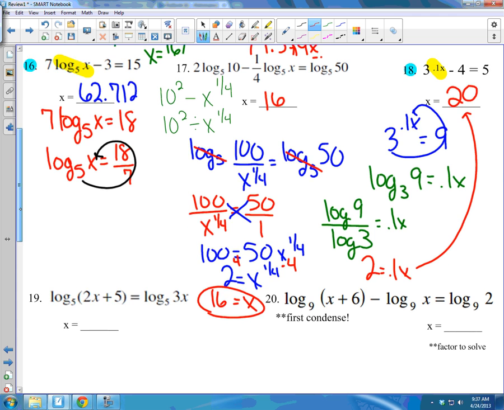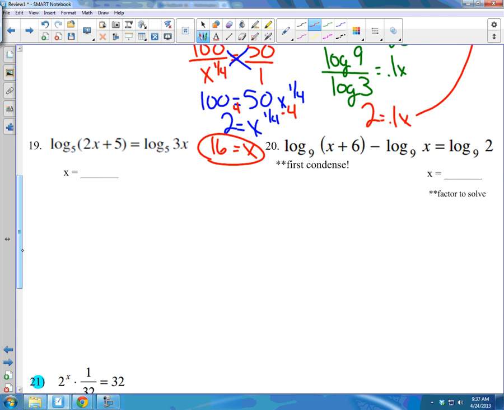All right, let's go to 19. 19 has no constant, and it's already set up so that 1 log's on one side, 1 log's on the other. And since they both have a base of 5, I can ignore them. And I have a basic algebra problem. I'm going to get my x's to one side, so the 2x is going to join the 3x by subtracting it over, and we're done. X is 5. Very short problem.